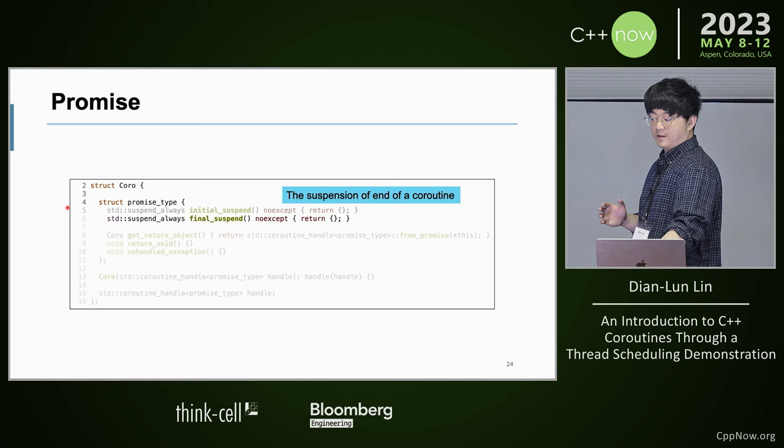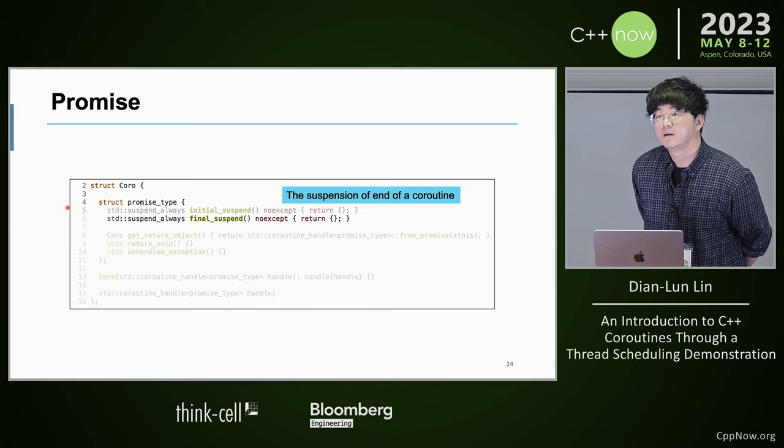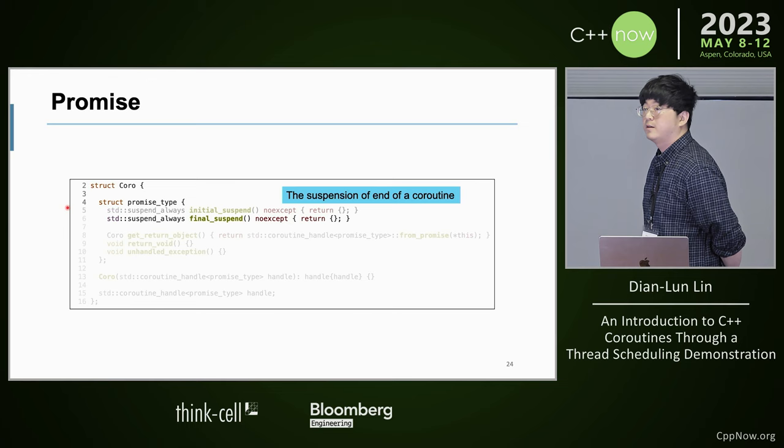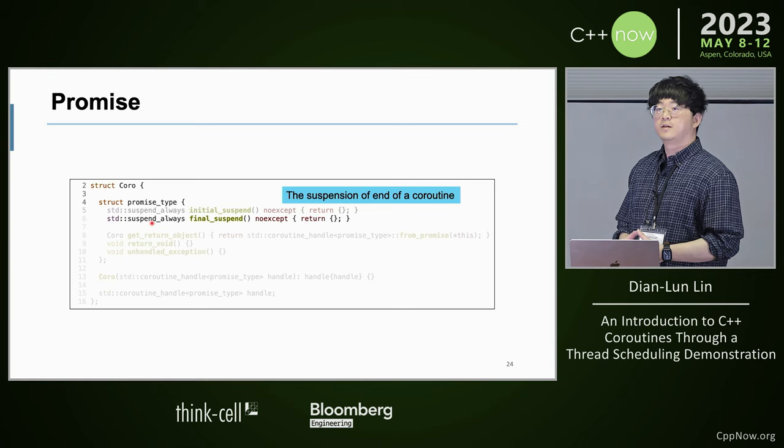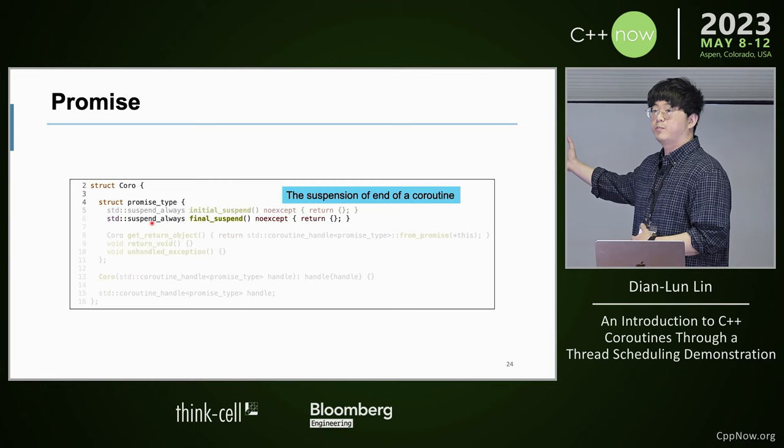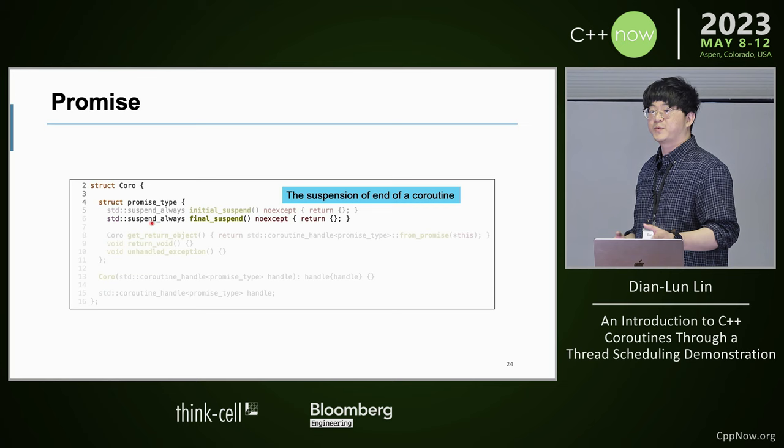Is suspend always the only type to get returned, or are there other suspend types? Suspend always, is that the only type you can return? This is an awaitable. So you can return other awaitables, right? Yes. You can define your custom awaitable. And this is a built-in awaitable. So is there something like suspend never? Yes, suspend never. Another built-in awaitable.